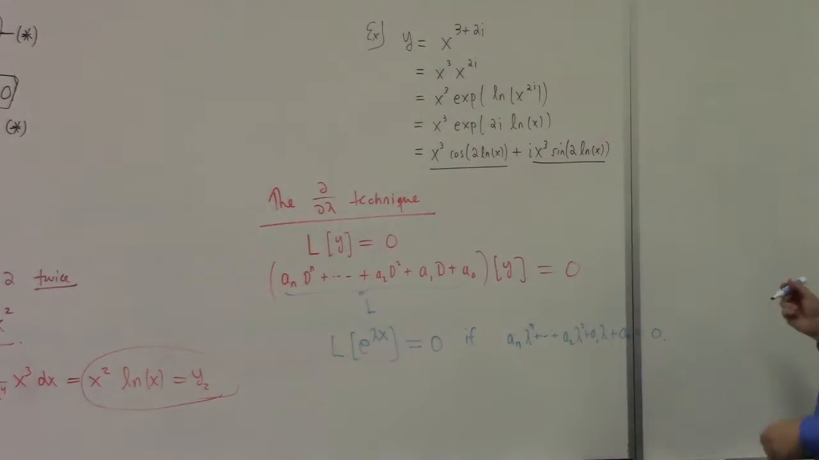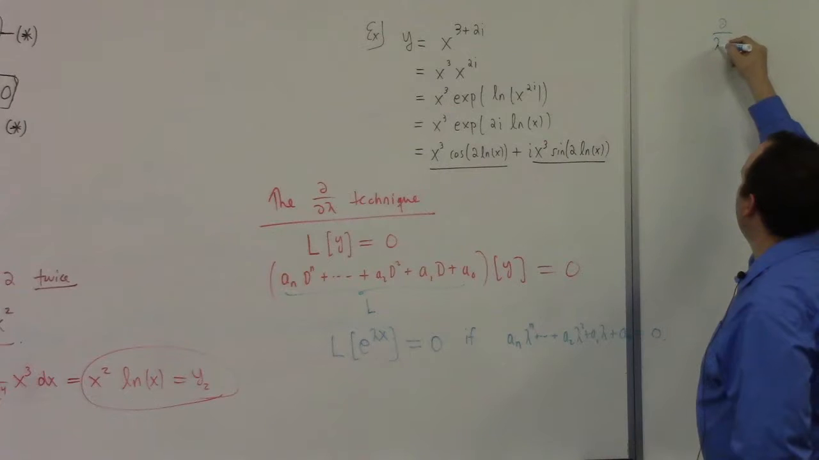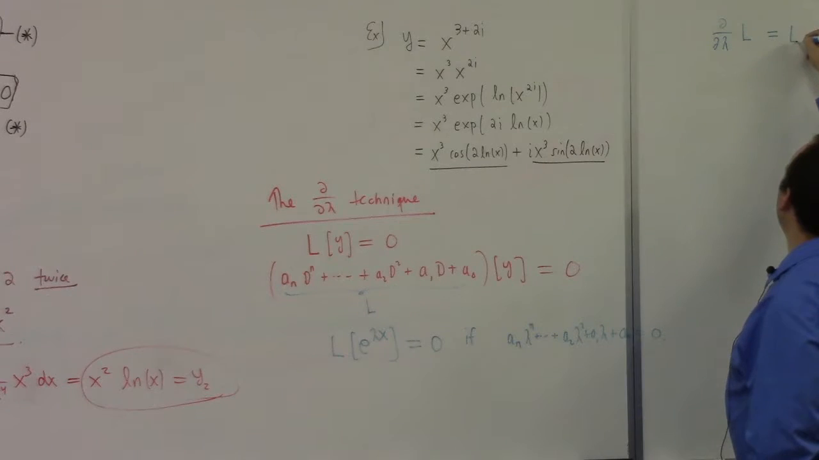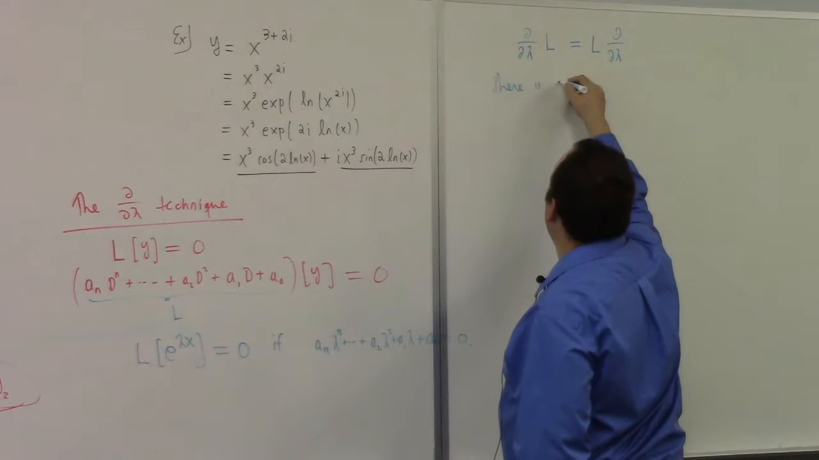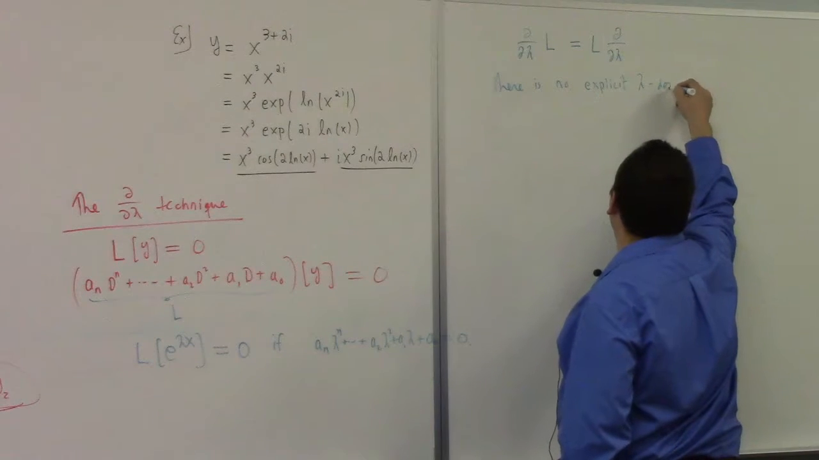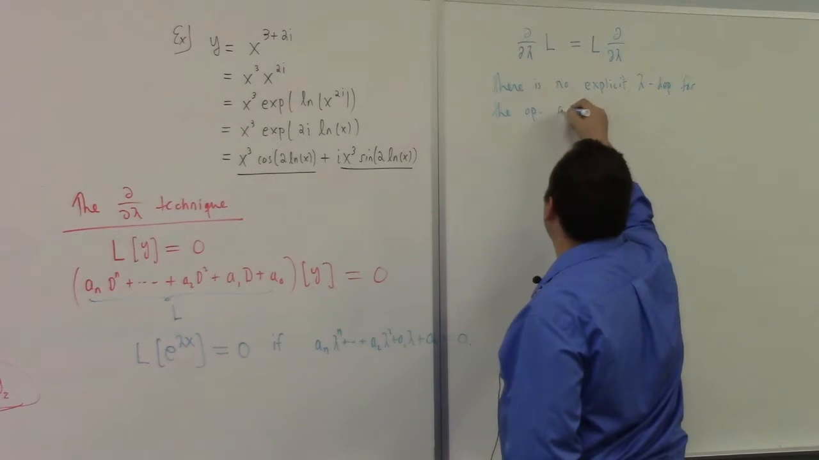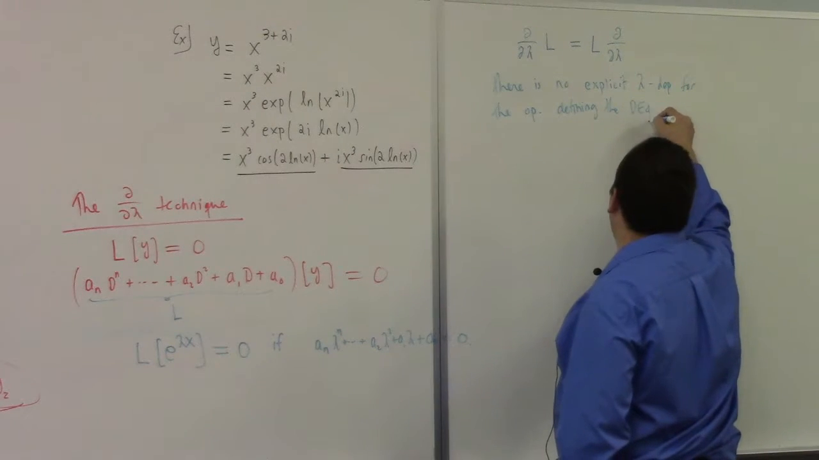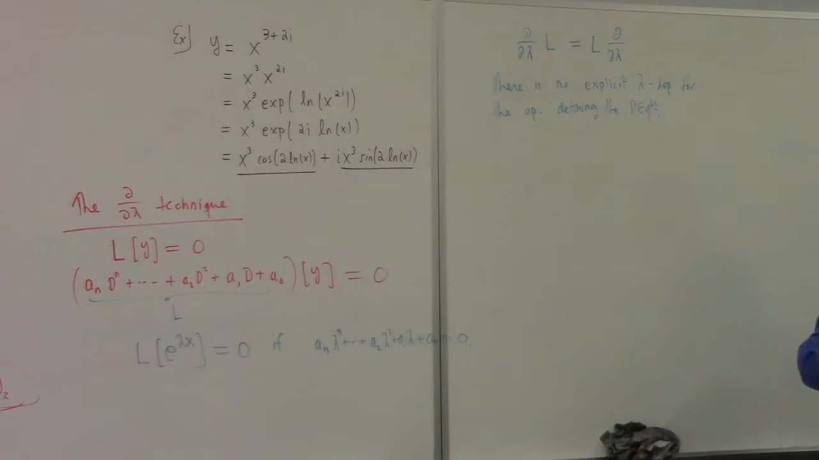So another way you can understand this is by saying, okay, well, partial lambda, and L is the same as L partial lambda. In other words, there is no explicit lambda dependence for the operator defining the differential equation, right? So, what does that mean?